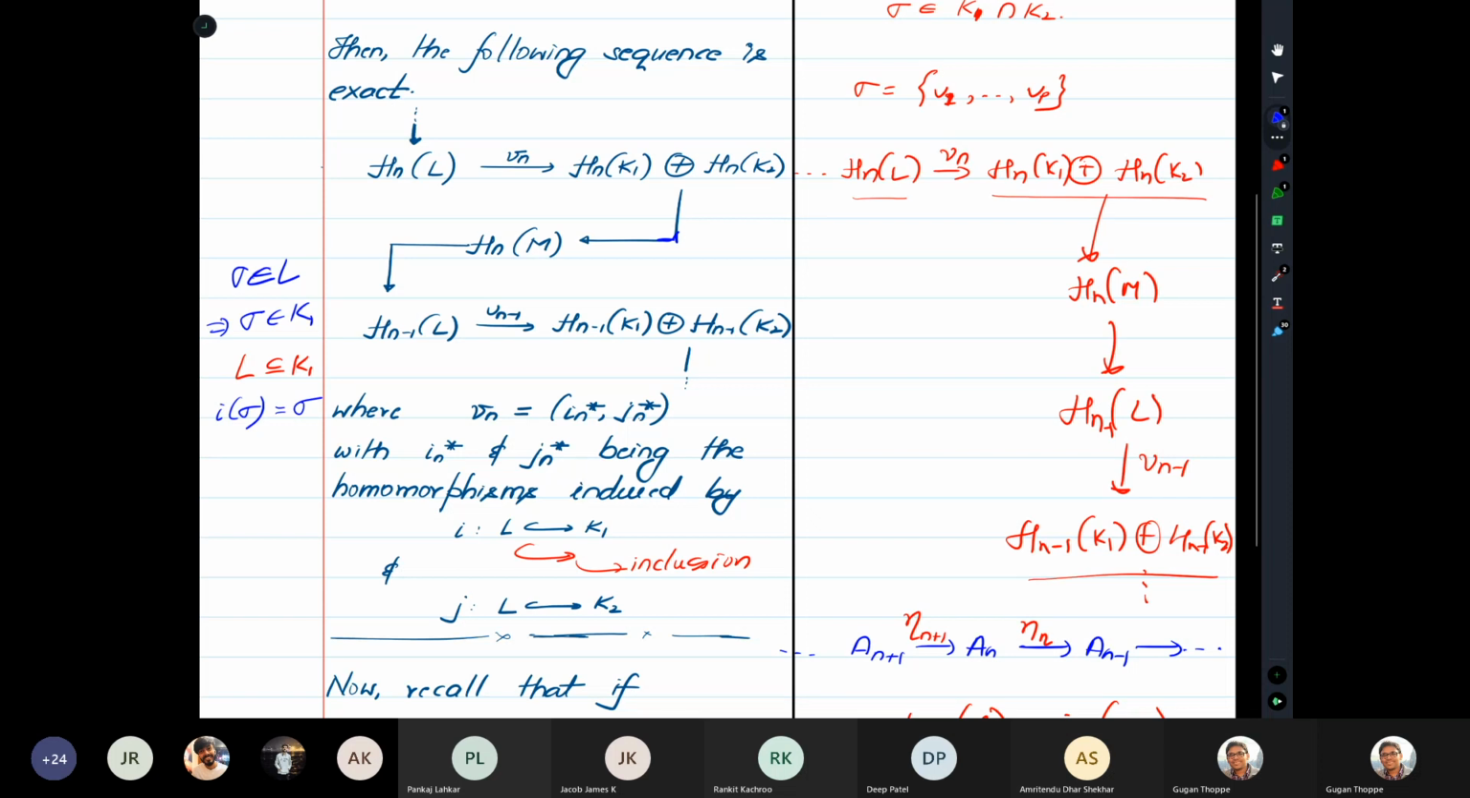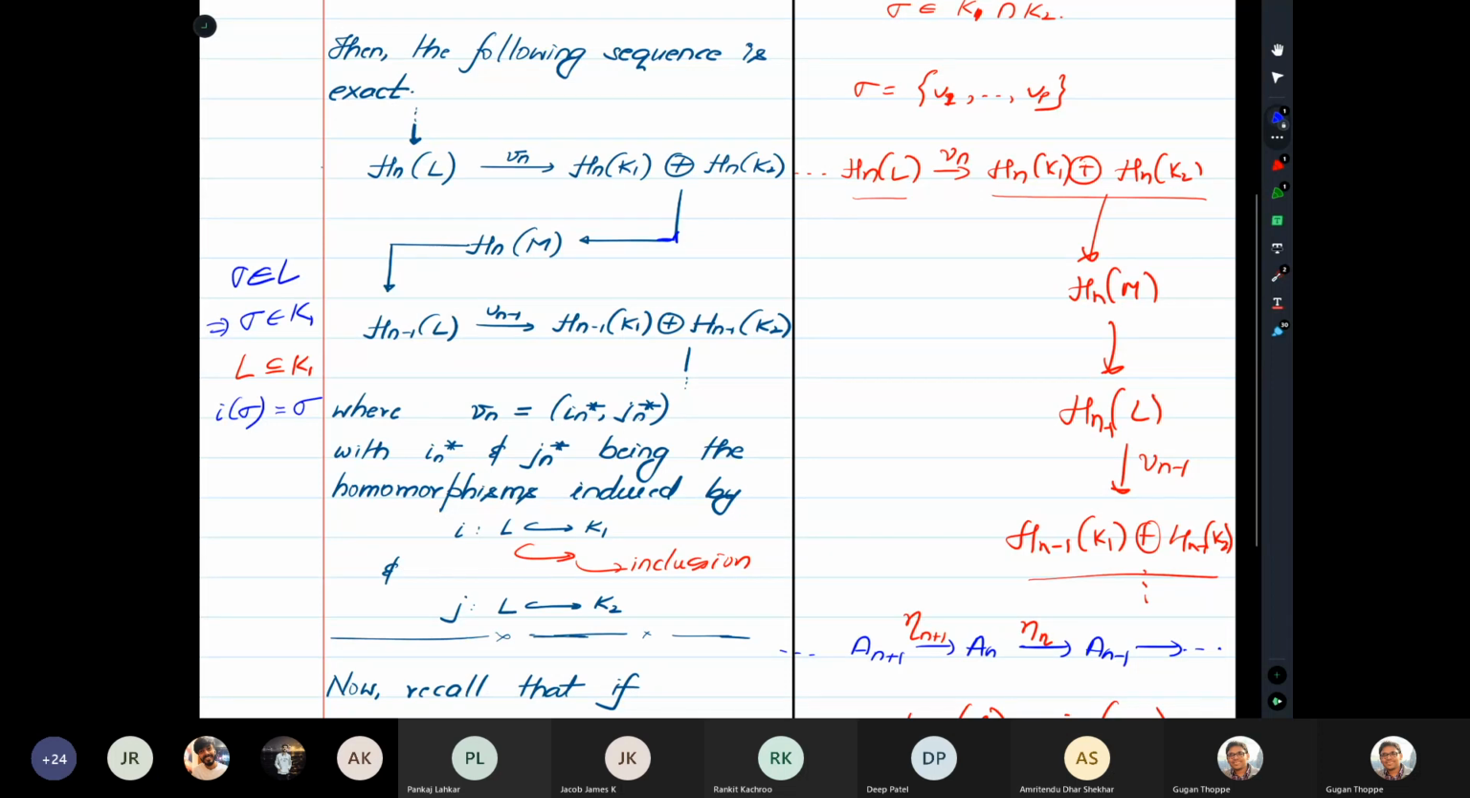Does anyone have any question on how I define this I function? Yes, Jacob, please go ahead. Can you repeat this statement, like function? So I is a function that goes from L to K1. Now L is a collection of sets. Do you agree? Because it's a simplicial complex, it's a collection of sets, right?